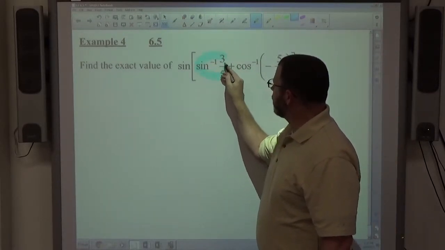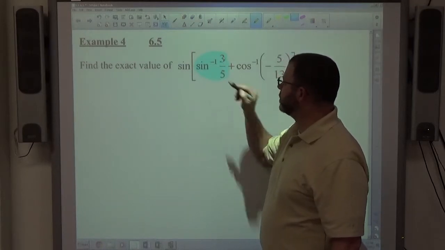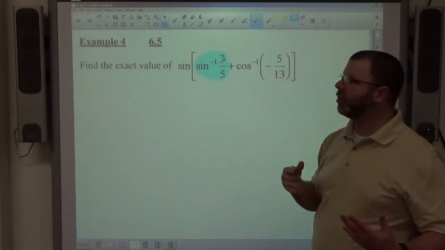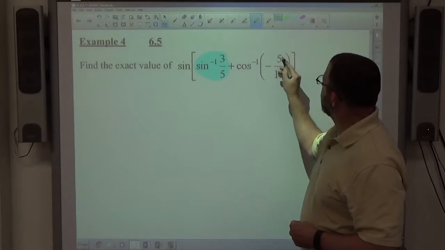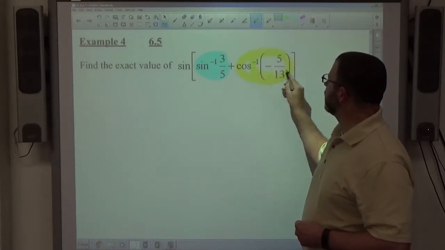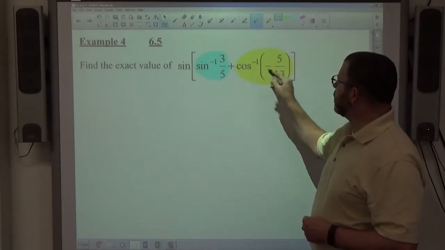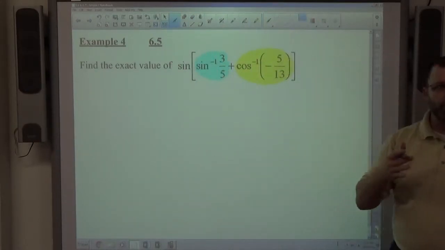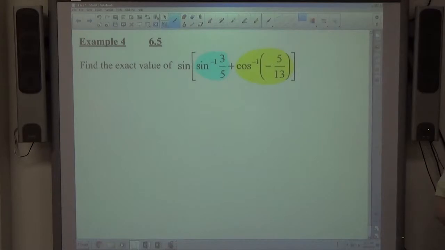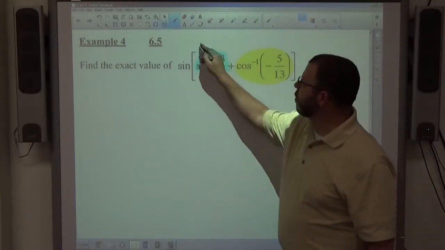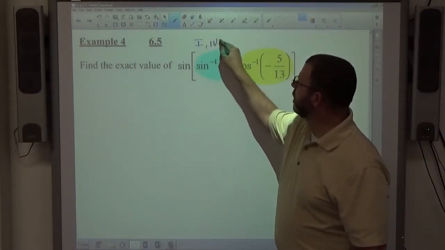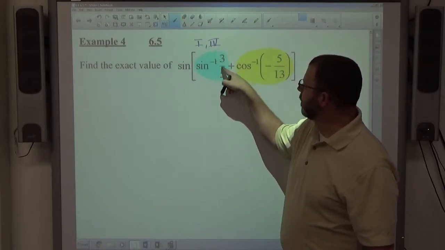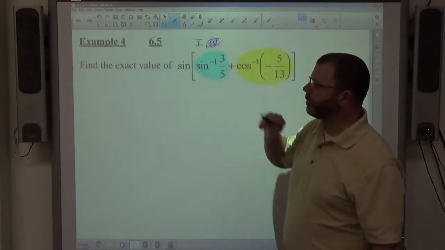Anytime you see an inverse trig function, they're representing it as an angle. So inverse sine of 3/5 is an angle in a triangle, and inverse cosine of negative 5/13 is an angle inside a triangle. And we want to put these things in the correct quadrant based on the range of these inverse trig functions. Inverse sine lives in either quadrant 1 or quadrant 4. 1 positive, 4 negative, 3/5 is positive, so it's going to be quadrant 1.